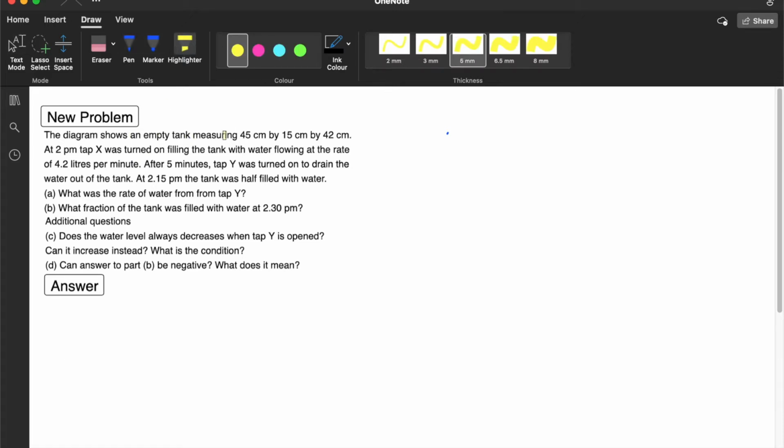The diagram shows an empty tank measuring 45 centimeters by 15 centimeters by 42 centimeters. At 2 p.m., tap X was turned on, filling the tank with water flowing at the rate of 4.2 liters per minute. Then after 5 minutes, tap Y was turned on to drain the water out of the tank. Right, then at 2:15 p.m. the tank was half filled with water. The first question is, what was the rate of water from tap Y, and what fraction of the tank was filled with water at 2:30 p.m.